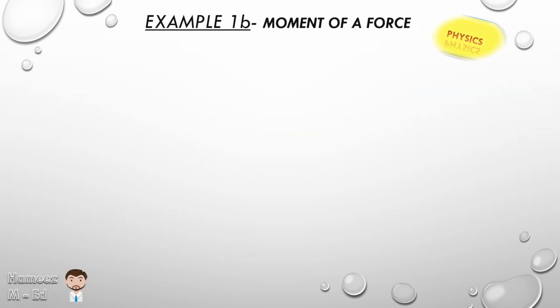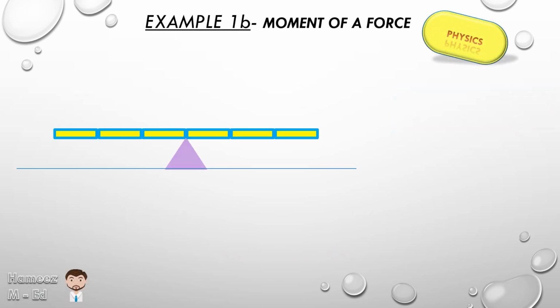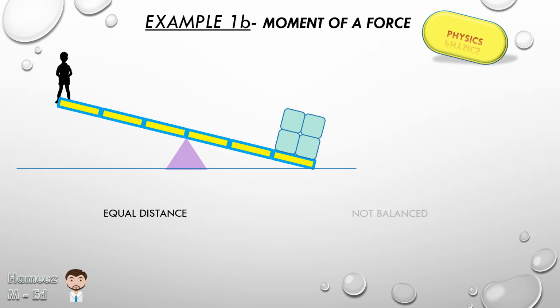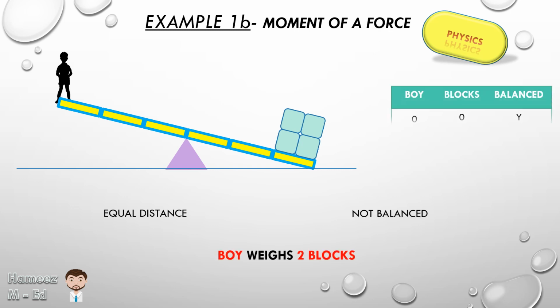We now continue the same example with the seesaw, but we will be adding 4 blocks on the right hand side. As you can see, the seesaw will go down in a clockwise direction, just as before. Now we will add one boy on the left hand side. Will the boy bring him back up? No. And that is because the boy only weighs 2 blocks, so they cannot balance each other.